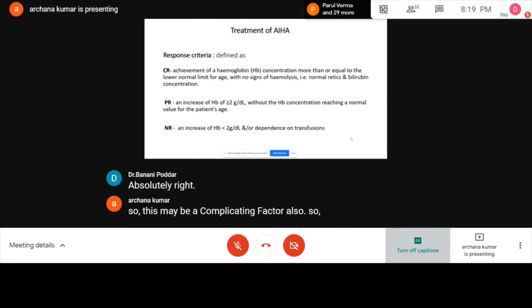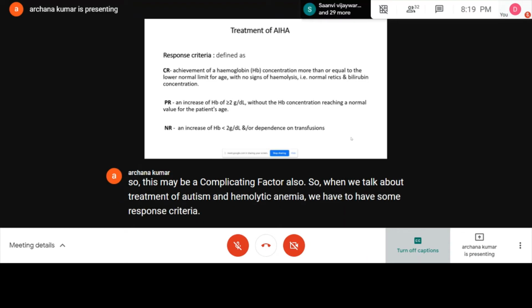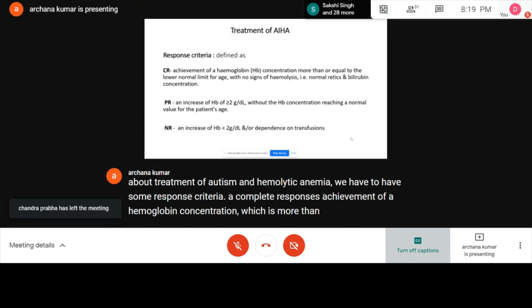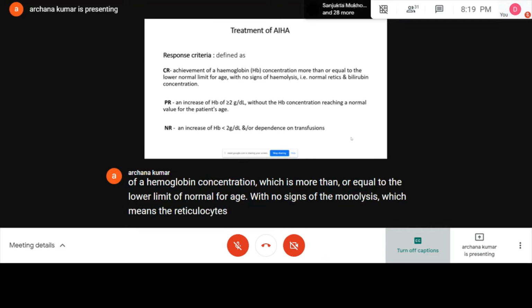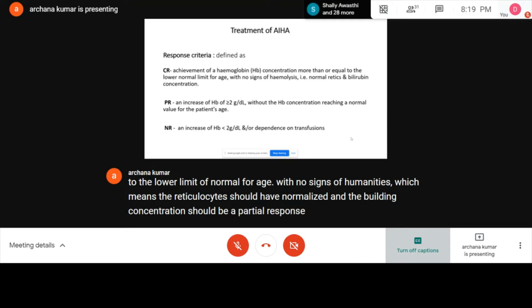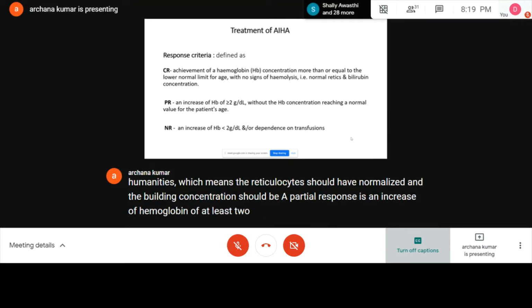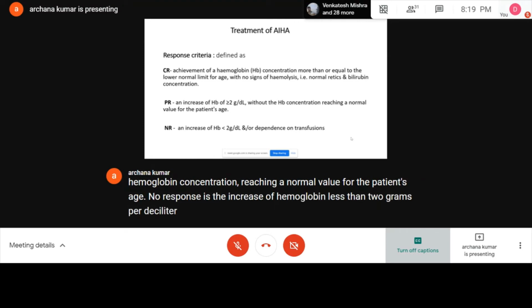So when we talk about treatment of autoimmune hemolytic anemia, we have to have some response criteria. A complete response is achievement of a hemoglobin concentration which is more than or equal to the lower limit of normal for age, with no signs of hemolysis, which means the reticulocytes should have normalized and the bilirubin concentration should be normal. A partial response is an increase of hemoglobin of at least 2 grams per deciliter without hemoglobin concentration reaching a normal value for the patient's age.